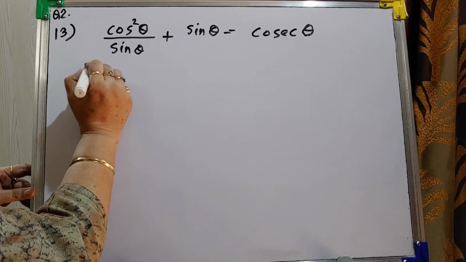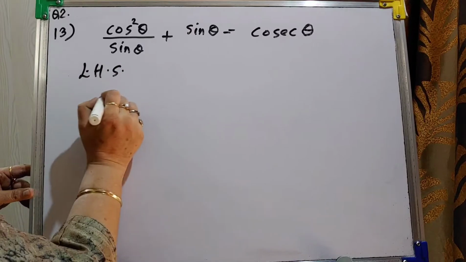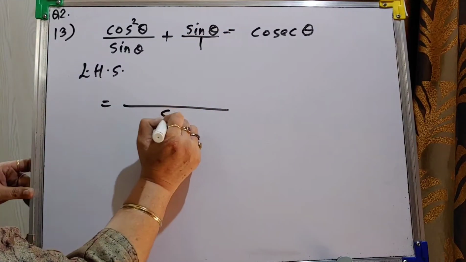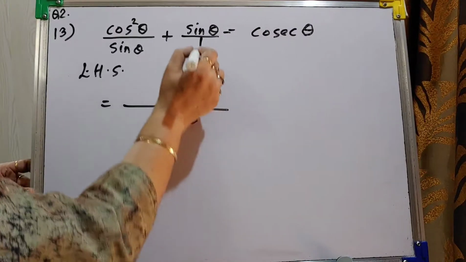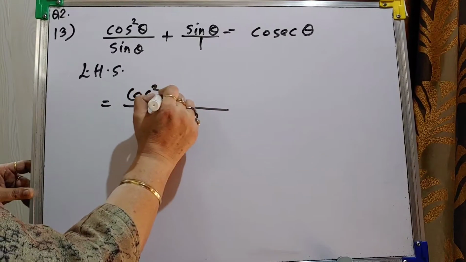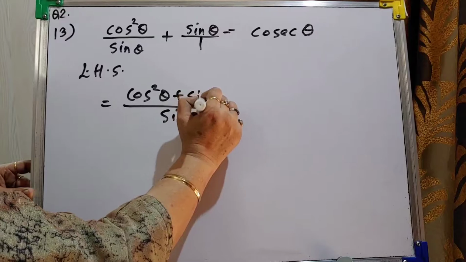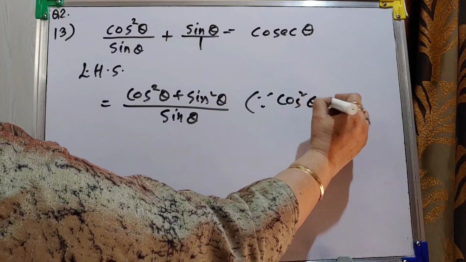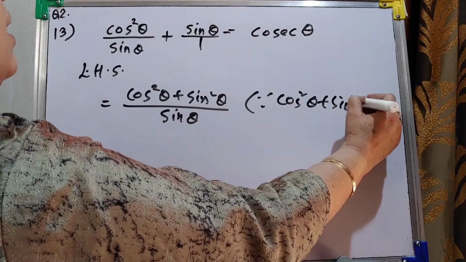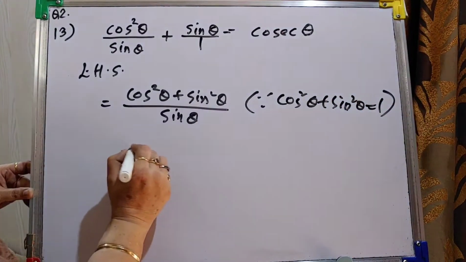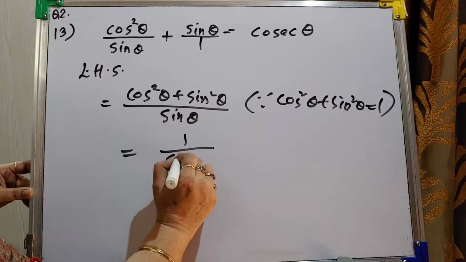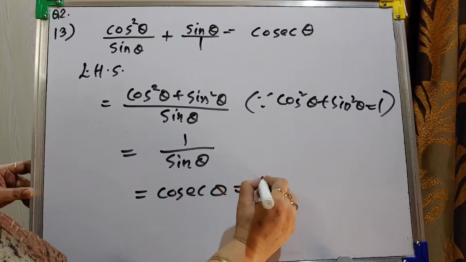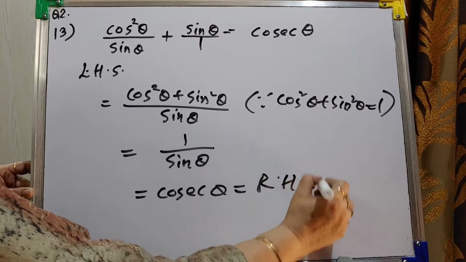Again in 13 also you have to prove. Take LHS, cross multiply by taking upon 1. So this will be sin theta, cos square theta plus sin square theta. Since you know cos square theta plus sin square theta is equals to 1. So it will be 1 by sin theta. 1 by sin theta is cosec theta. That is our right hand side.